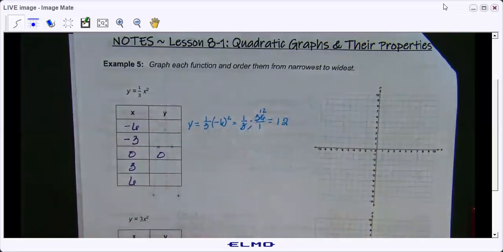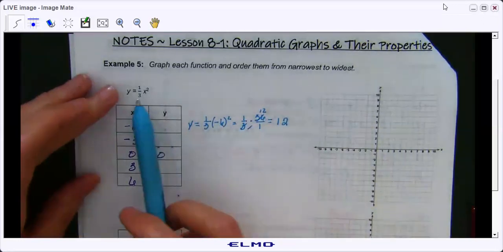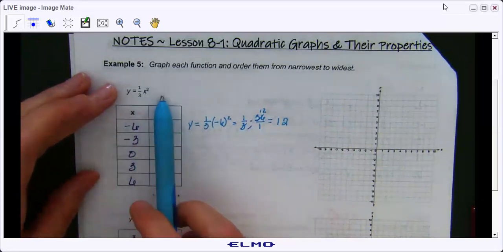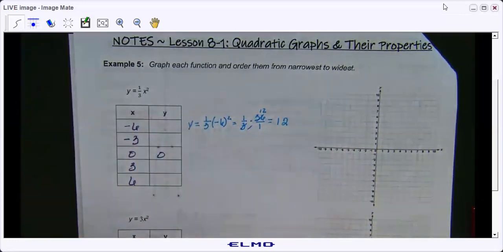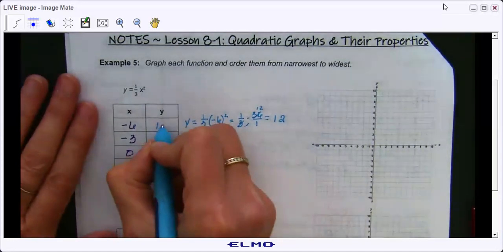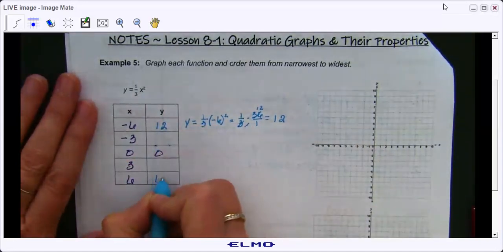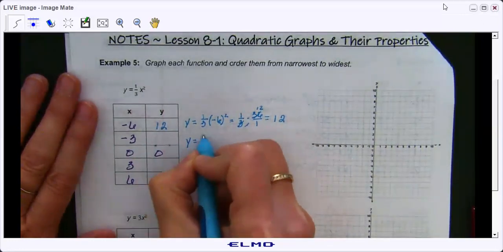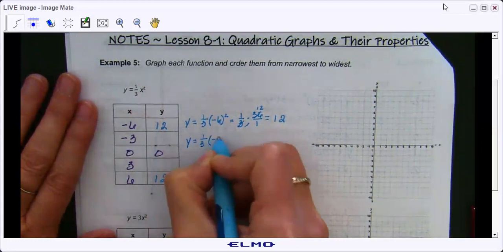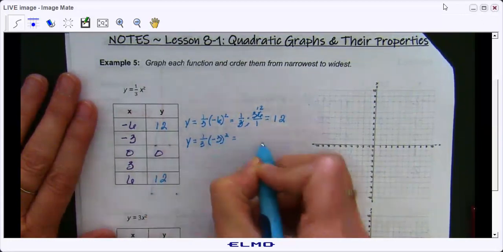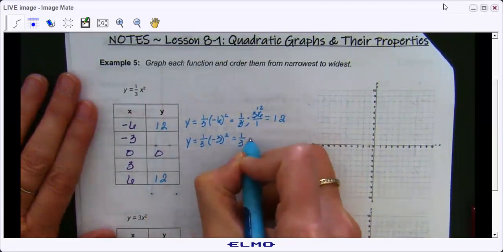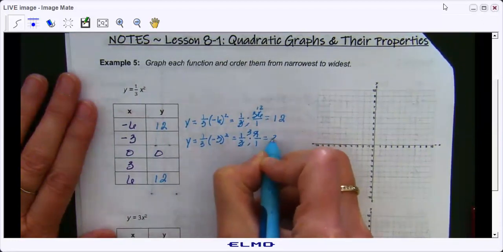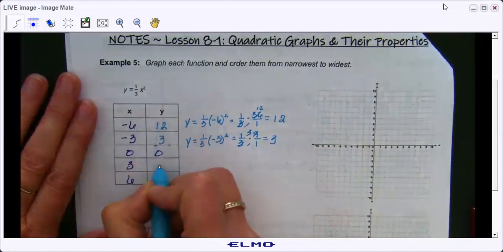Now that won't always happen, especially if you have a quadratic equation that is written in standard form that has a B and a C. It will not always look like this. But I know just by looking at this equation that both my -6 and my 6 will be the same. And then this one, y equals 1/3 times -3 squared is the same as 1/3 times 9. And that is going to be 3. Okay.